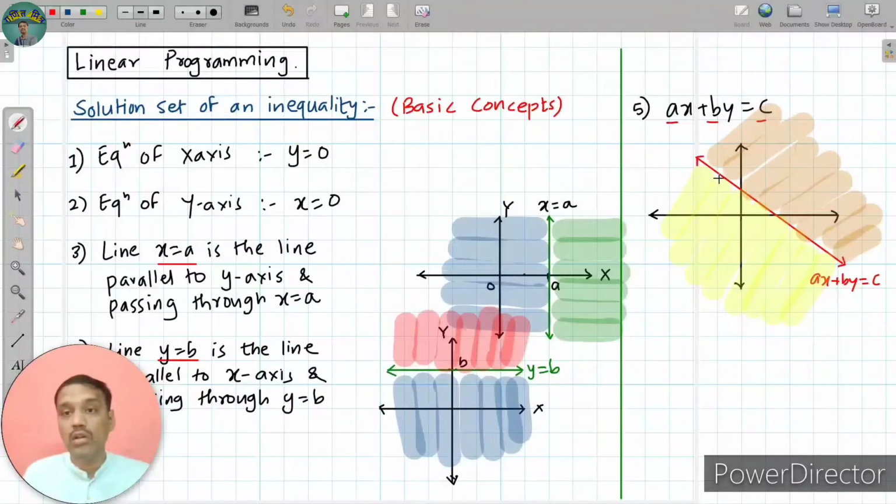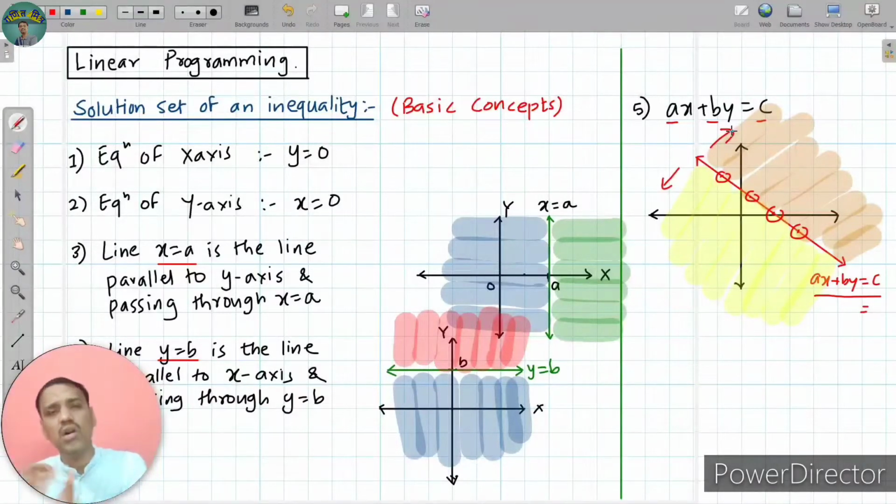Now all the points on this line are the solution set of ax plus by equal to c. It means if you put the x and y coordinates of that point in this equation, you will get the value equal to c. Then, depending on the nature of the line, one side of the plane has ax plus by less than or equal to c and the other side has ax plus by greater than or equal to c. What does it mean? For the values of x and y on one side of the line, the expression gives a value less than or equal to c, and for x and y on the other side of the line, it gives a value greater than or equal to c.